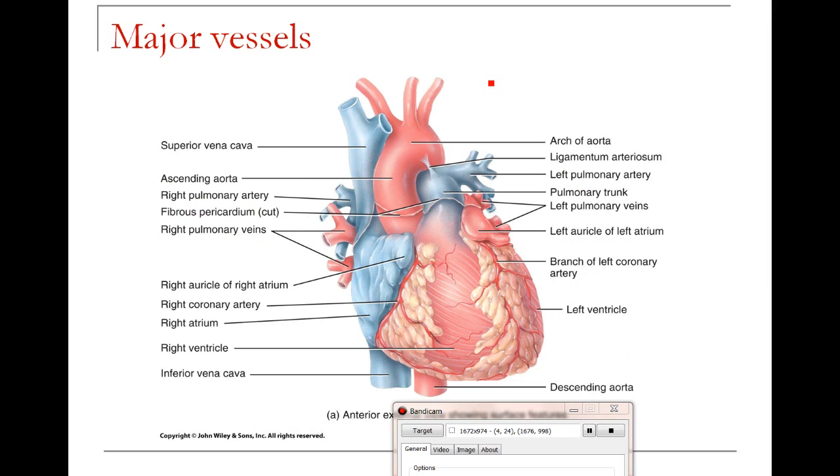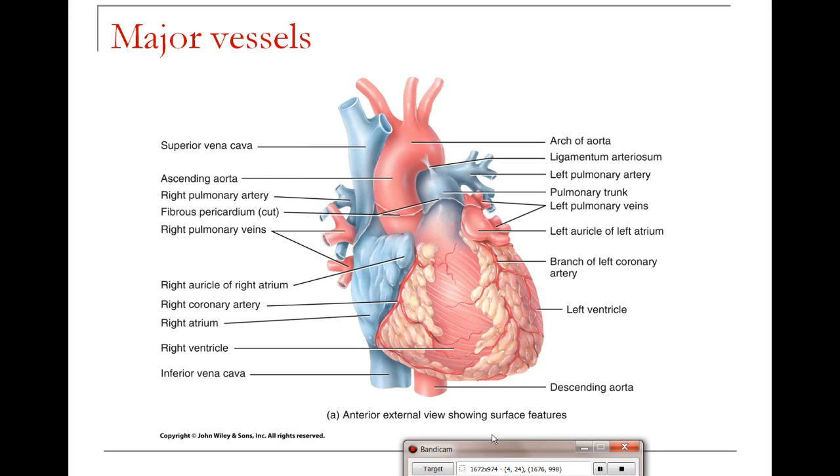Now when we look at the major vessels of the heart, there's a lot on this picture, so I'm just going to circle some of it. This is an anterior view, and as you can see, the heart is sitting tilted to the left. It's not straight up and down, not perfectly centered. Let's start with the aorta. The aorta is an artery, and arteries always carry blood away from the heart. This big vessel right here is the aorta, and it carries oxygenated blood out of the heart.